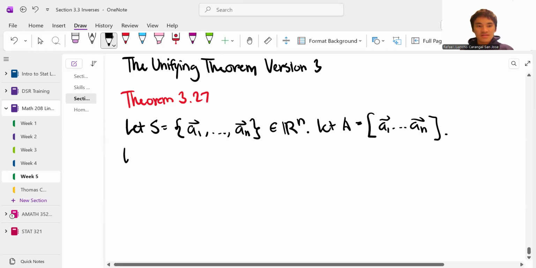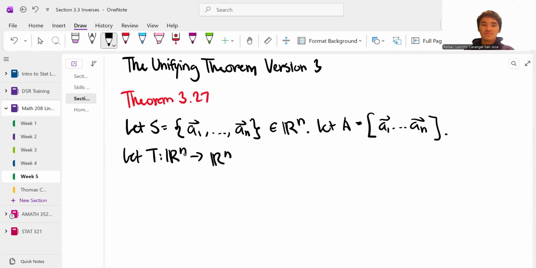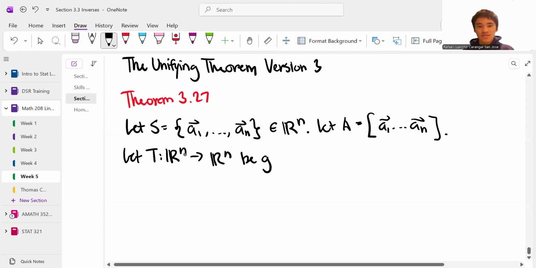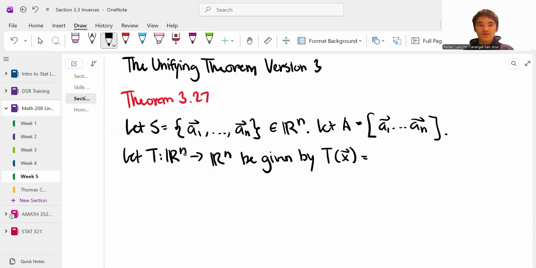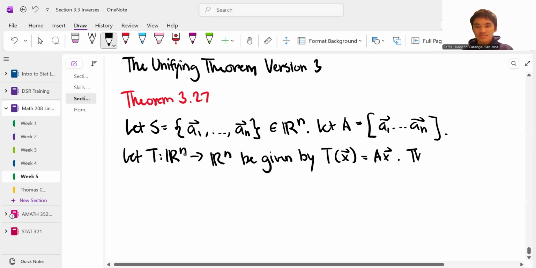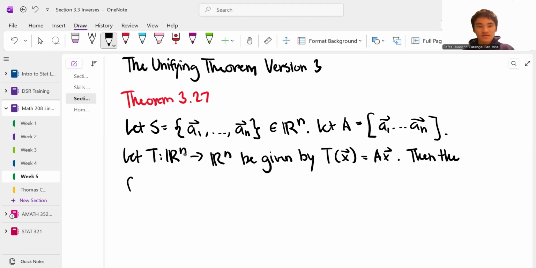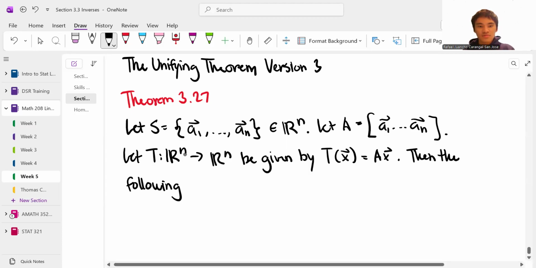And another thing, we're going to let T from Rn to Rn. Note here we have the same dimensions. So this T has an inverse linear transformation, given by T of some input vector x, which is just a mat-vec of that matrix A to x. Then the following are equivalent. So here's what we know so far.